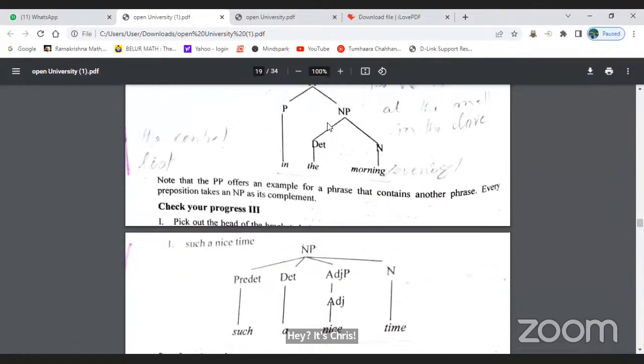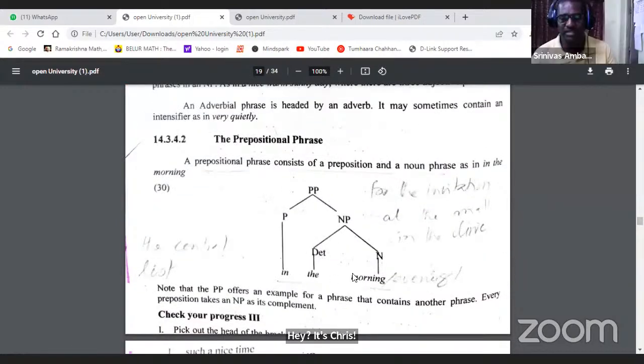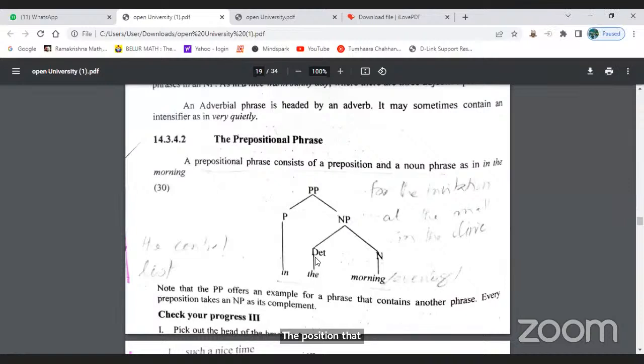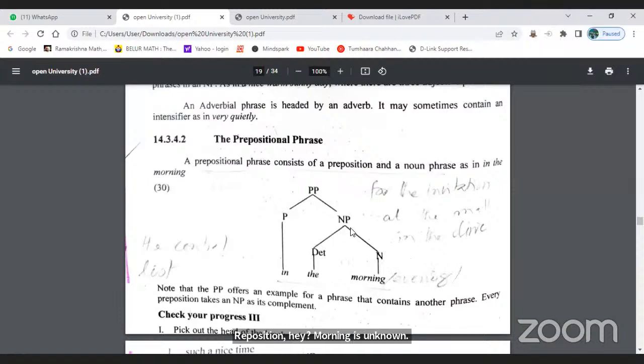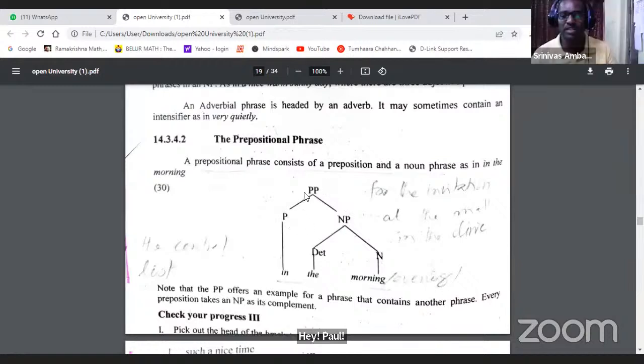Now let us take this: in the morning. In is a preposition. The is a determiner. Morning is a noun. These two are again a noun phrase. And all together, preposition and noun phrase, is called a prepositional phrase. Clear?